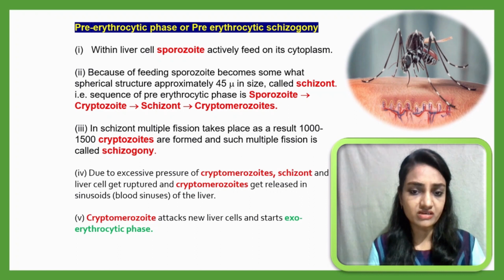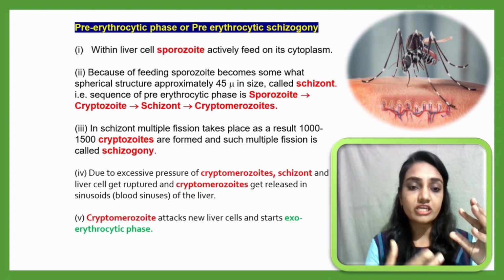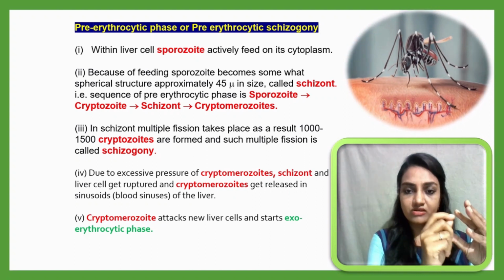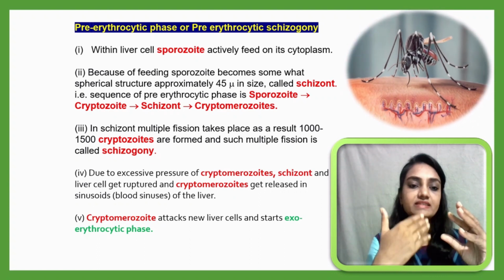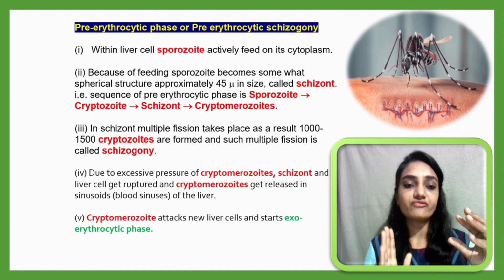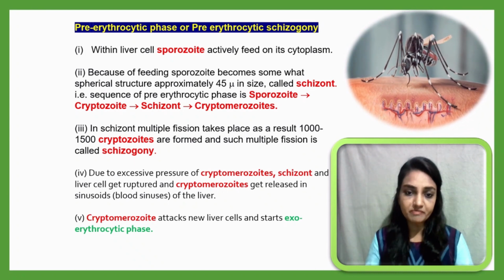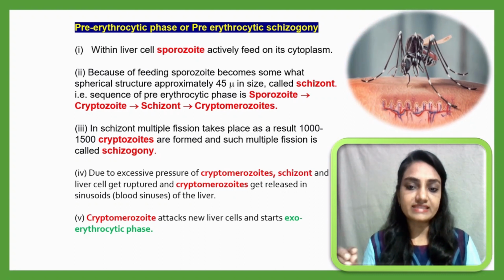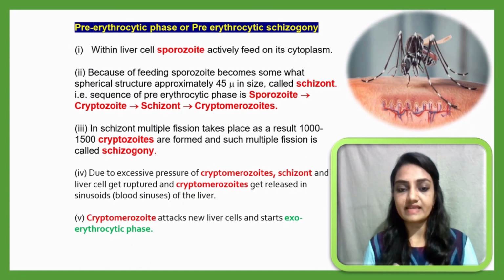Due to excessive pressure, you can understand there is one liver cell inside which so many cryptozoites have increased now. Before all this, what was there? Only one schizont or sporozoite entered the liver cell, and due to reproduction, multiple fission and schizogony, this liver cell is now filled with 1000 to 1500 cryptozoites, and that's why the liver cell will burst. As a result of the burst, excessive pressure is generated, the schizont and liver cell rupture, and the cryptomerozoites get released into the sinusoids, the blood sinuses of the liver.